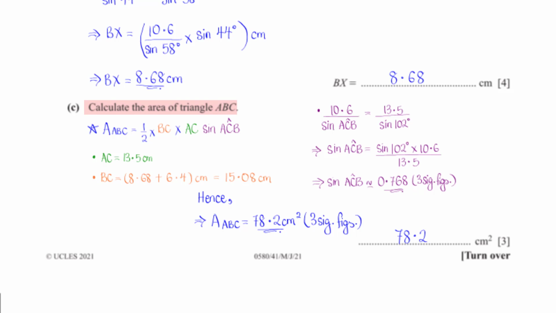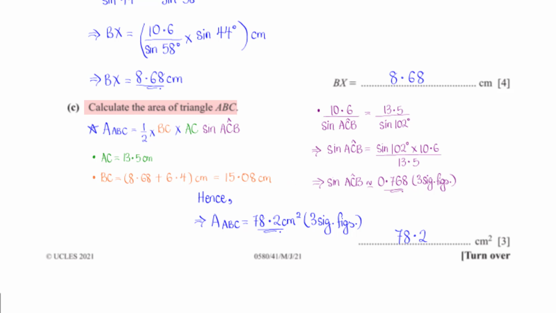Calculate the area of triangle ABC. By applying the area of a triangle formula, we have area of triangle ABC equals half of BC times AC times sine ACB. We've already found AC as 13.5 centimeters, and we know that BC is equal to 8.68 plus 6.4 centimeters, giving us 15.08 centimeters.